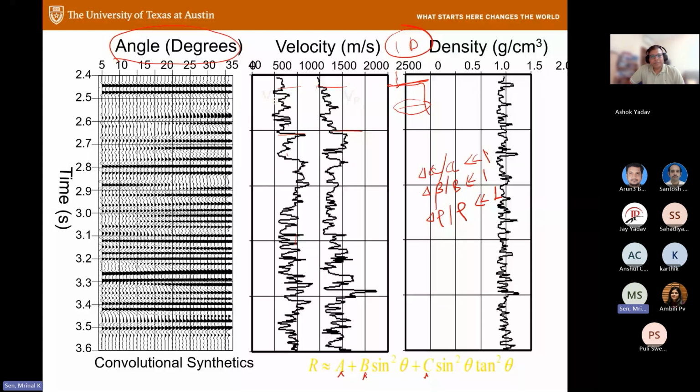Then you could ask me, why are you saying that? Because if I have a thin layer, then I'm taking the response of this and the response of that, and these are interfering when I'm computing the synthetic seismogram.